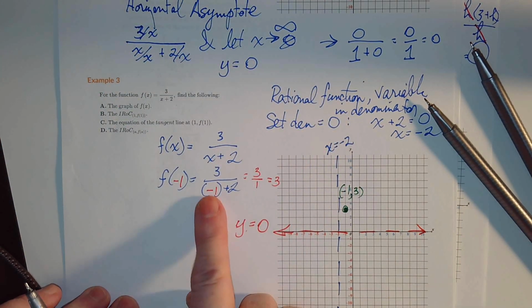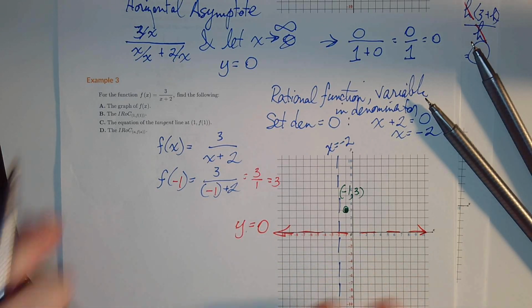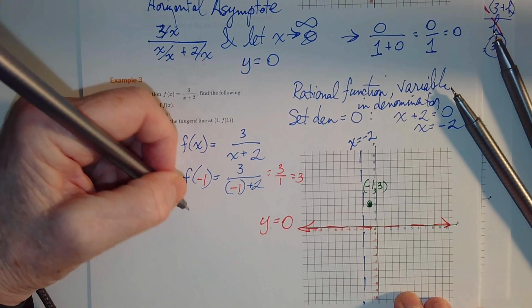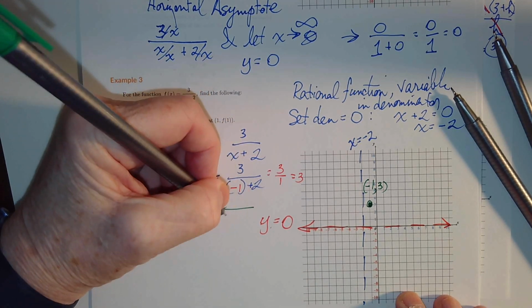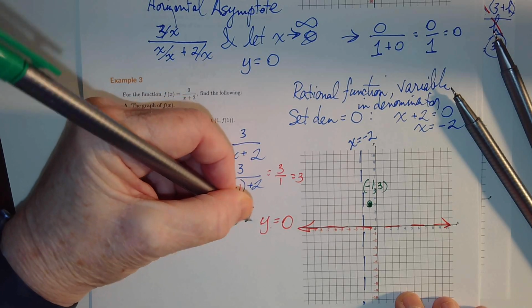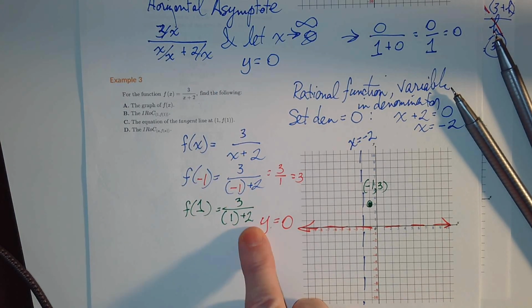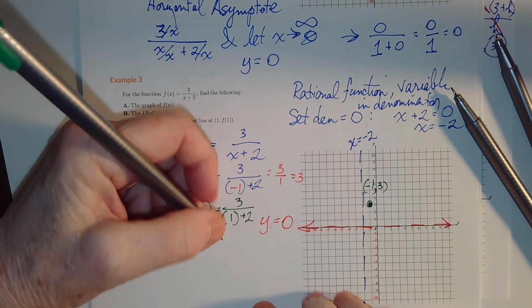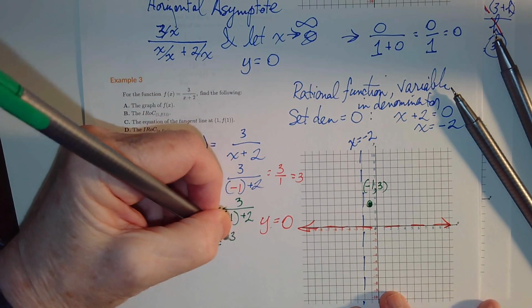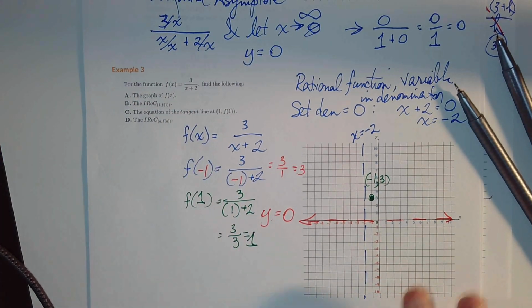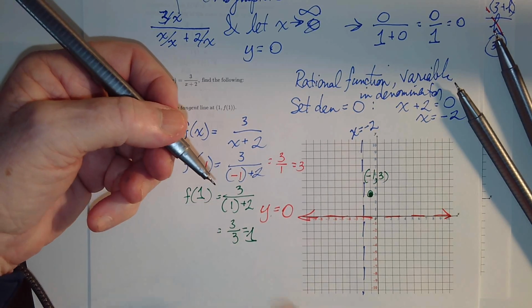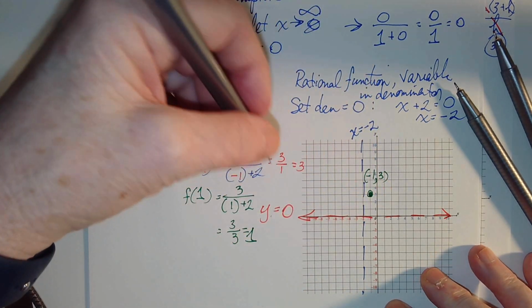And let's see, if we let x be +1, then we'll have 3 in the denominator. 1 plus 2 is 3. 3 over 3 is 1. So we get the point 1 comma 1.